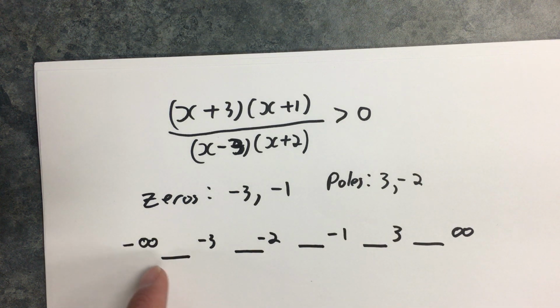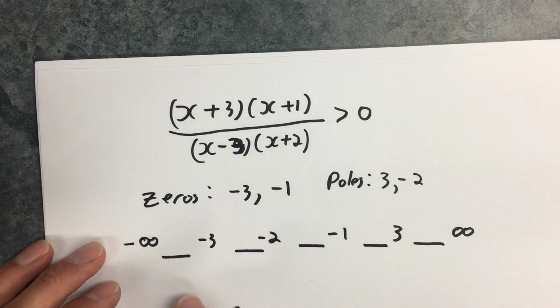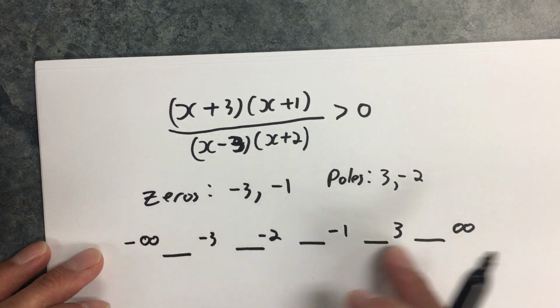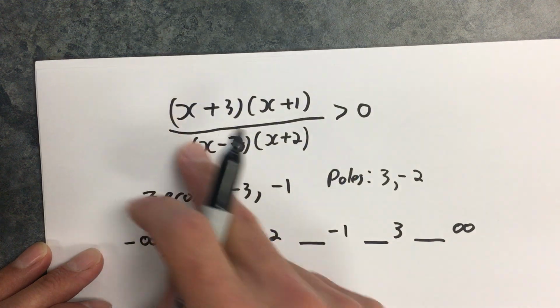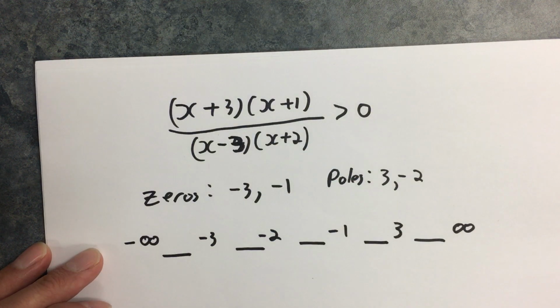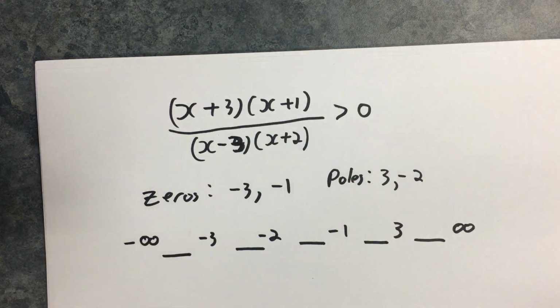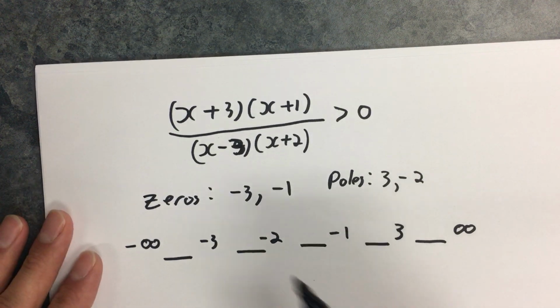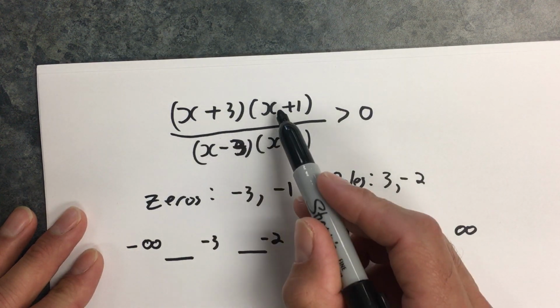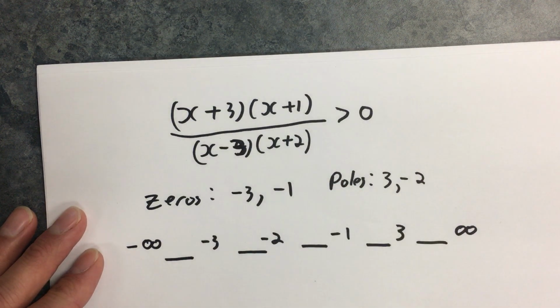So all I need to do is find a point in each of those intervals, some test point, like a number between -3 and -infinity, it could be -4. Or between -2 and -3, it could be -2.5. I'm going to put a test number in each of those intervals and determine if this whole thing is positive or negative. I don't even have to evaluate the whole thing. I can just find out if the factors are positive or negative.